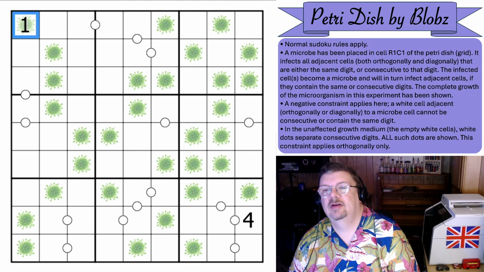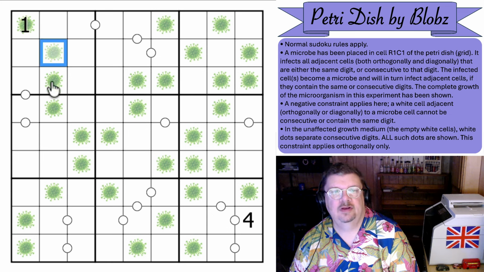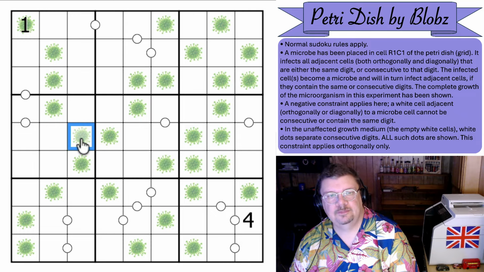A negative constraint applies here. A white cell adjacent orthogonally or diagonally to a microbe cell cannot be consecutive or contain the same digit. Okay, so this cell is going to infect this one, which will in turn infect this one, which will in turn infect this one. This one will infect this one.